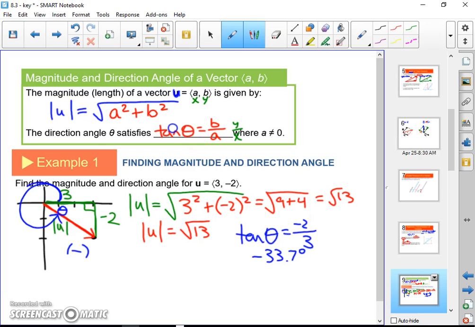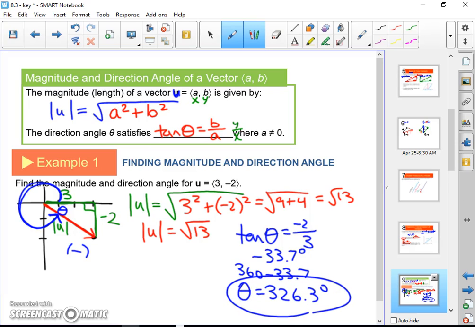And so think about what we've done so many times before. In order to find that angle in the 4th quadrant, we're going to take 360 minus that reference, 33.7. 360 minus 33.7 is 326.3. Theta equals 326.3 degrees. So now we have a vector with magnitude square root of 13 and direction angle 326.3 degrees.